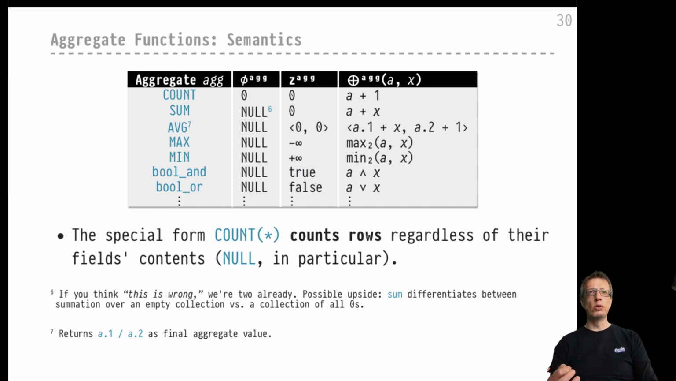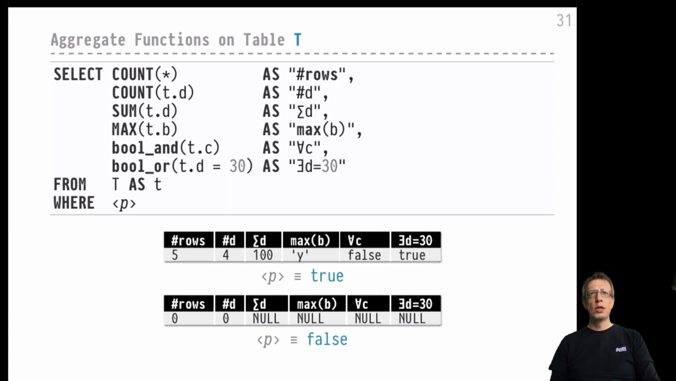Count star counts rows, and we will also see the distinction in an example later. Okay, so what would these aggregates yield if we apply them to the playground table, for example? And the answer is found in this particular slide.